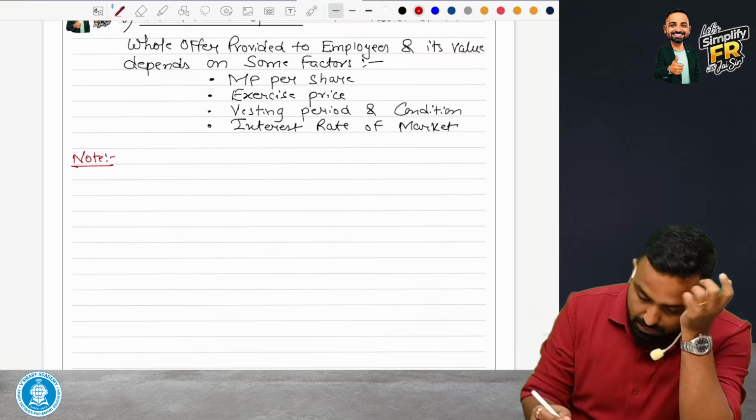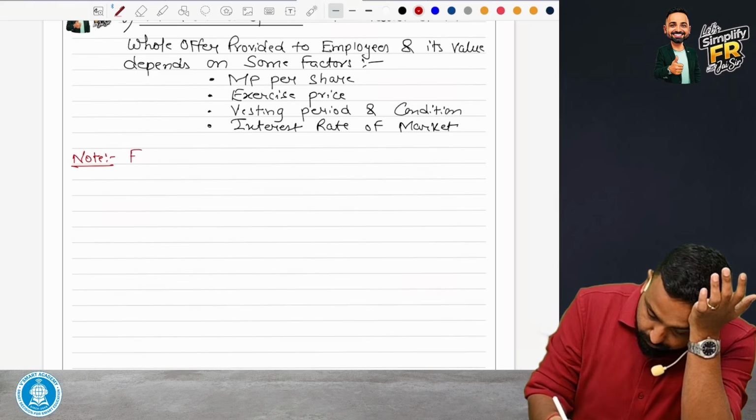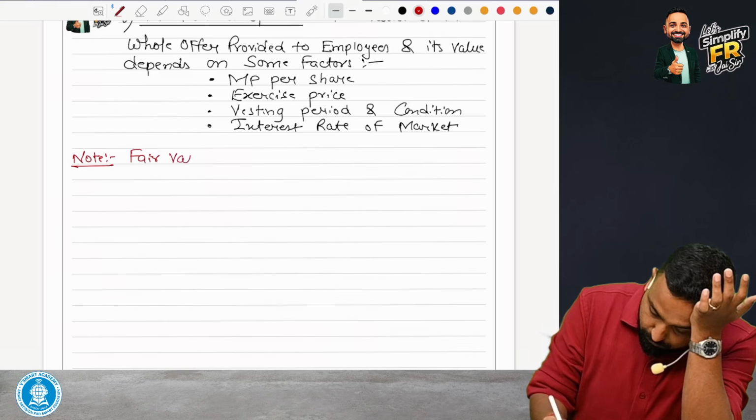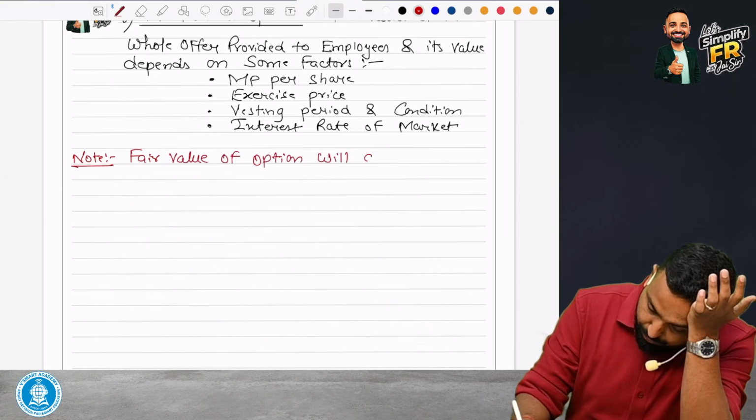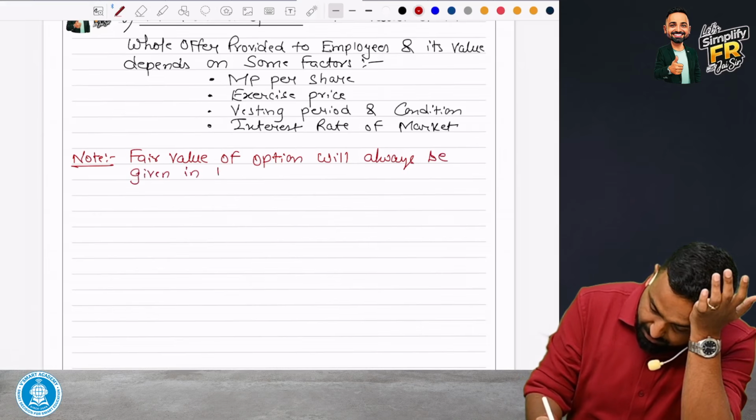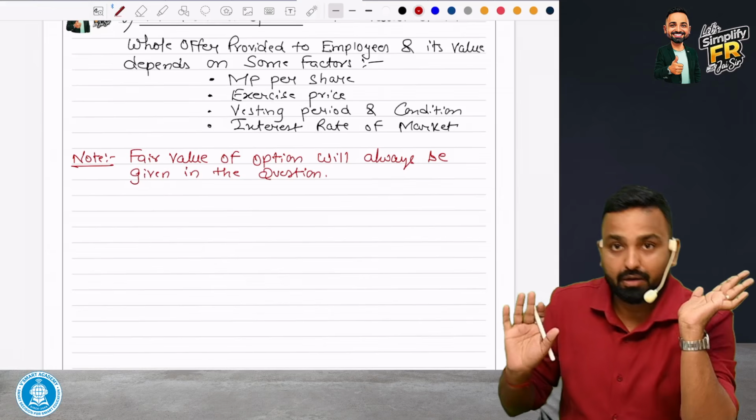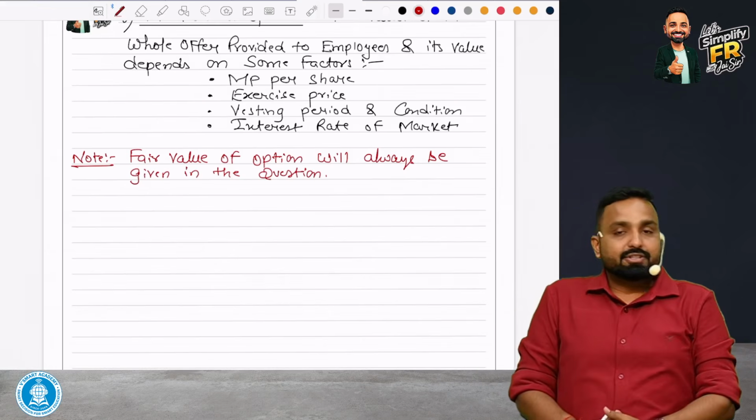Okay, note: fair value of option will always be given in the question. Simple. Fair value of the option will always be given in the question.